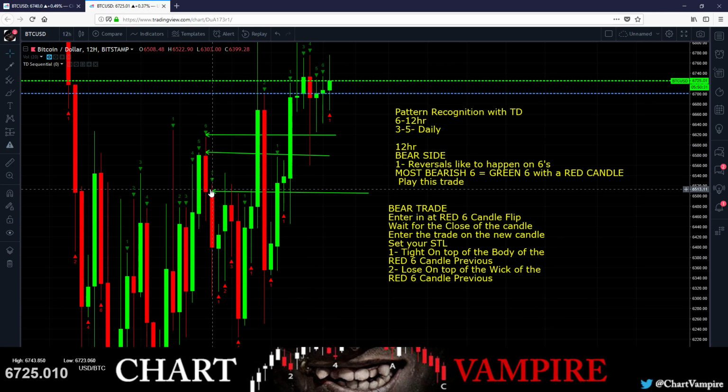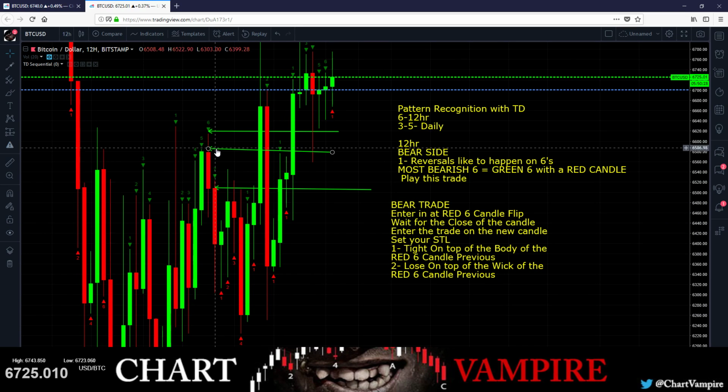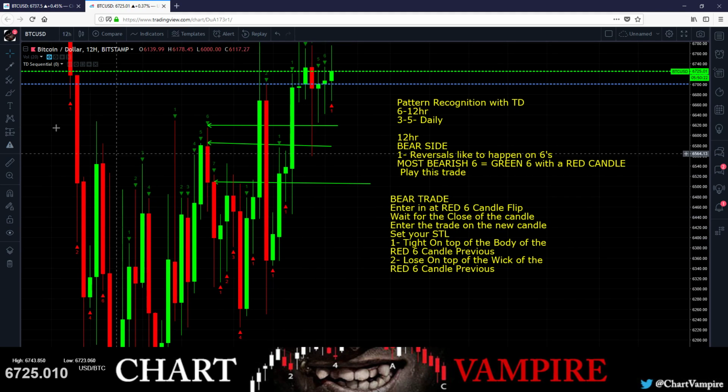Now, if you would have entered this trade as a scalping trade, or a short trade, you would have wanted to do a trailing stop loss on this. So what would have happened is you would have set, okay, so this candle would have come down and closed.